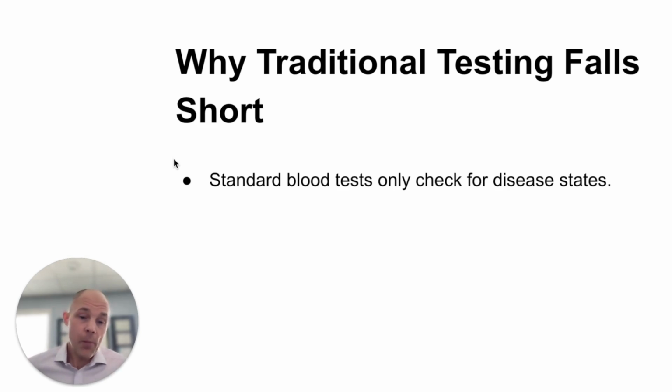So a couple of differences here and why traditional testing falls short in identifying root causes for problems. First and foremost, standard blood tests only check for disease states. And so if you get a blood test from Quest or LabCorp, you get these tests from your practitioner. I'm going to show you here in a second the difference between what a range is versus an optimal or a functional range. All right.